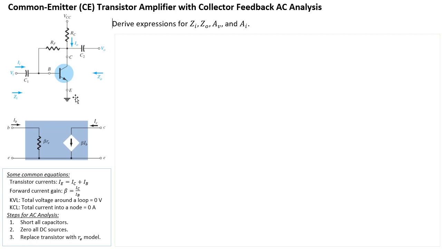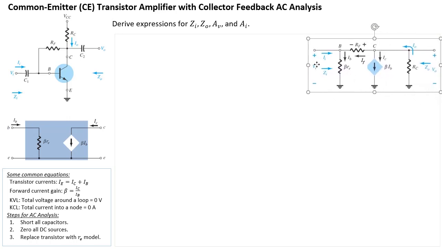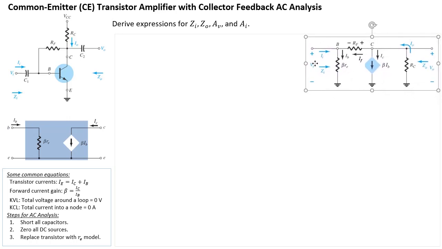The odd thing is this RF, where it actually sits between base and collector. So this is base, that's collector, and RF is going to sit in between there. Once you do all that, short this, turn that into 0, and replace the transistor with the RE model, you should get an AC equivalent circuit that looks like this.